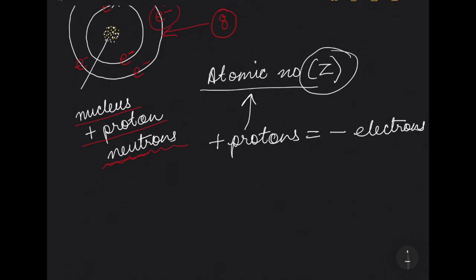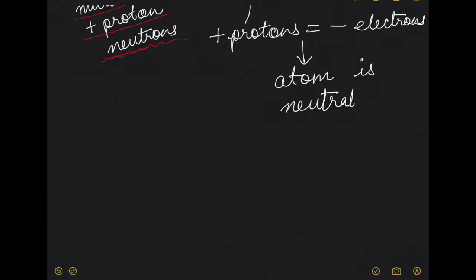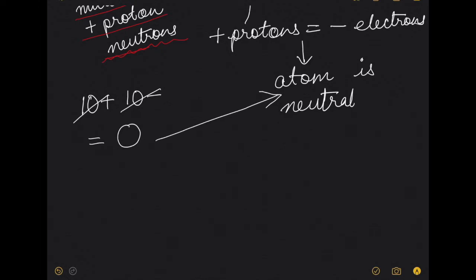So that is why an atom is always electrically neutral. It does not have any charge. Supposing an atom has 10 protons and 10 electrons. You know, the number of protons is equal to the number of electrons. So what happens is 10 positive charges and 10 negative charges cancel out, and what will the net result be? It will be equal to 0. That is why an atom is always electrically neutral. It does not have any charge. Why? Because the number of protons is equal to the number of electrons.